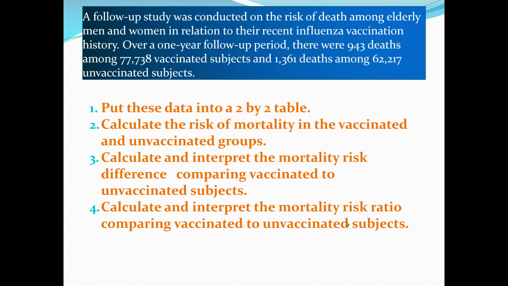Then we can also find the risk ratio. So here, in step 3, we are going to calculate the absolute measurement of the association between vaccinated and unvaccinated people. Then in step 4, we are going to find the relative measure of association between those who are vaccinated and unvaccinated.